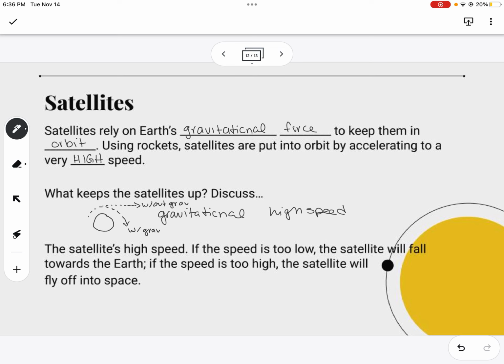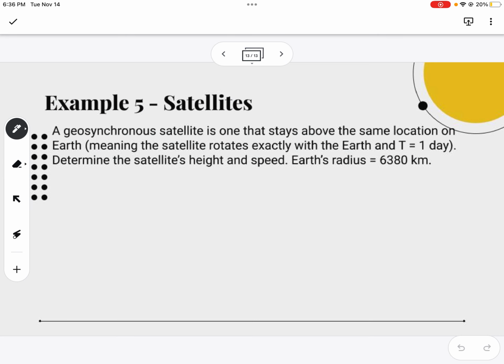this beautiful circular path. Okay, so what keeps satellites up? It's the satellite's high speed. If the speed is too low, the satellite will fall towards the Earth. If the speed is too high, the satellite will fly off into space. So you need both gravitational force and very high velocity to keep a satellite up.